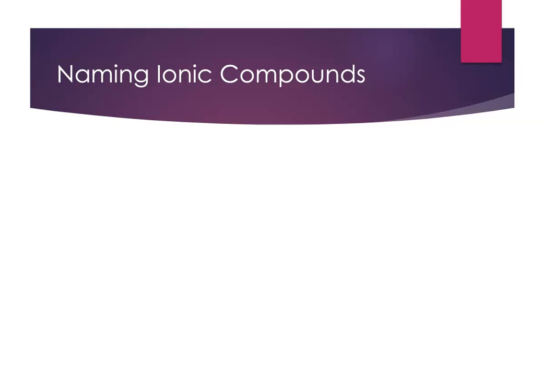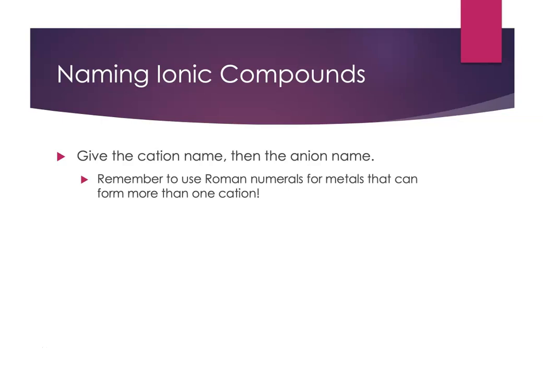And let's go through how to name ionic compounds briefly before we start doing some practice problems. The rules are always the same. It's the cation name and then the anion name. But we have to remember for those transition metals that can form more than one cation, we need to put that Roman numeral in because that's part of the name of the cation. So for our transition metals that can form more than one cation, you may have to figure out what that charge is and put the Roman numeral in.